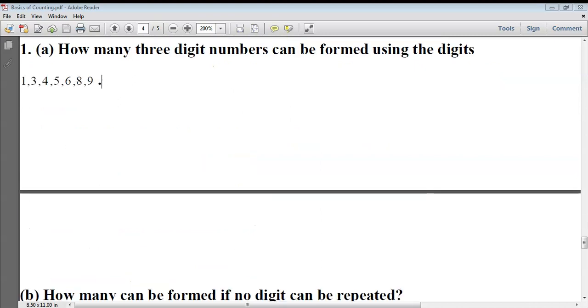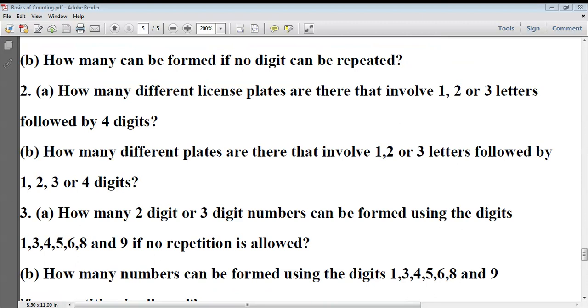So this is the practice problem. In how many ways can a 3-digit number be formed using the digits 1, 3, 4, 5, 6, 8, 9? In the same question, the next part is how many can be formed if no digit is repeated.